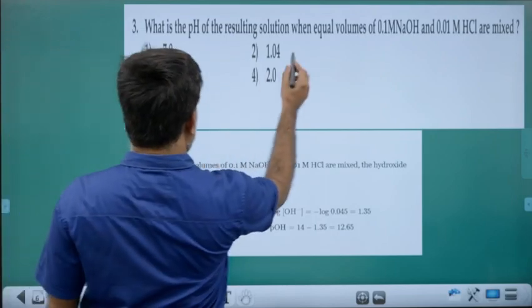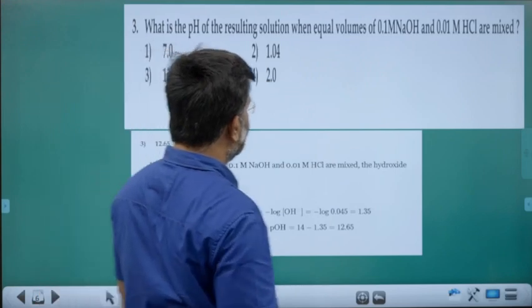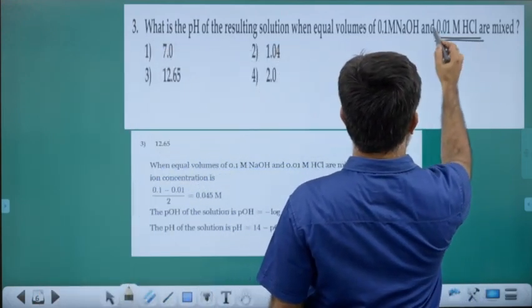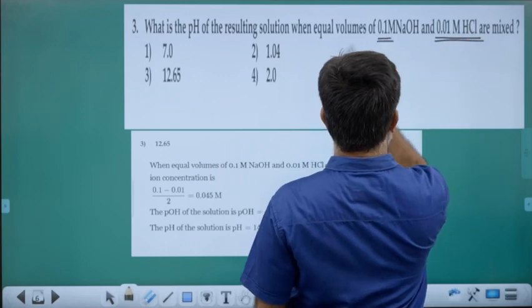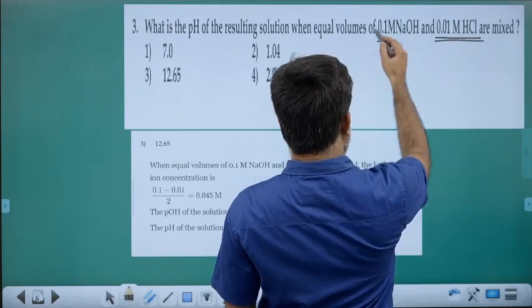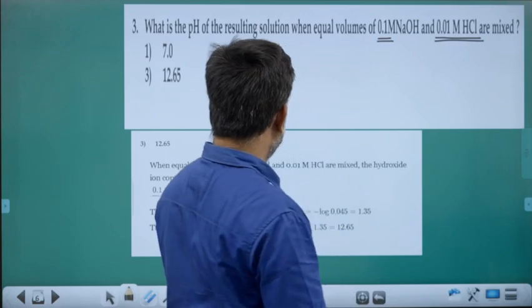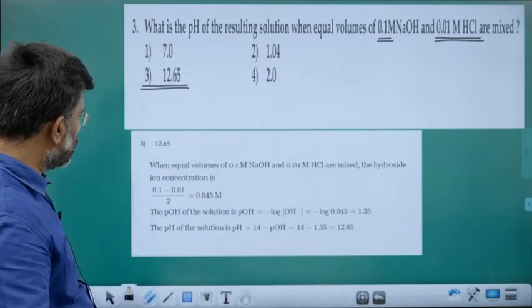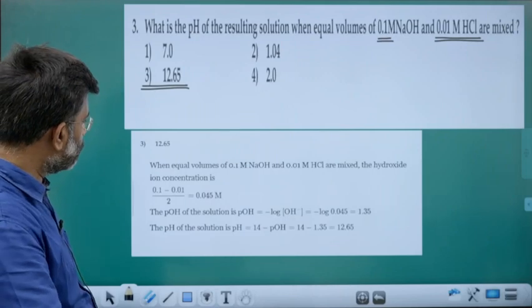This is neutral, this is acidic, this is acidic. Here you see, this is a very low quantity, 0.01 molar. Here it is 0.1 molar. This is 10 times concentrated. So it is an alkaline solution, third choice. And now, how do you work it out?